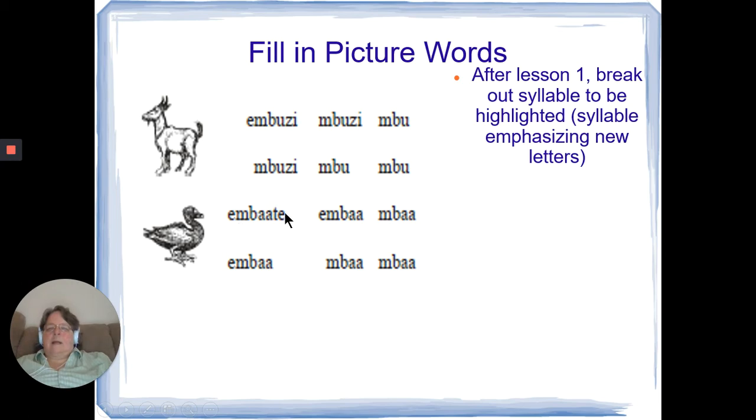Same for mbata, because we break down these two syllables, repeat that here, and then break out ba and repeat that here. So that's how our word breakdown goes. So remembering after lesson 1, you're going to break out the syllable that includes the new letter or letters or clusters.